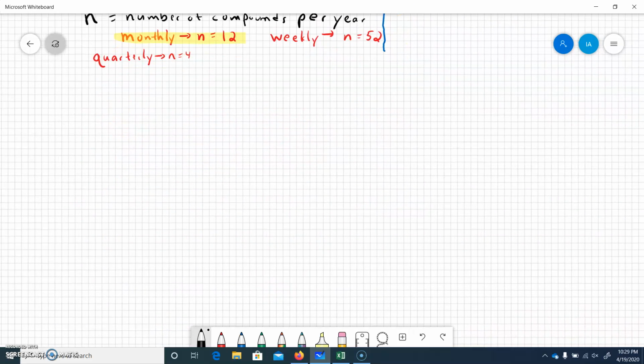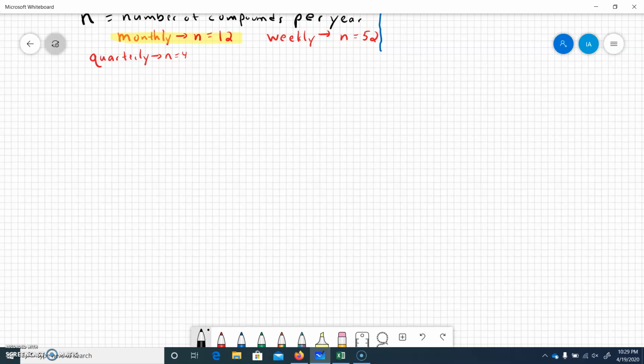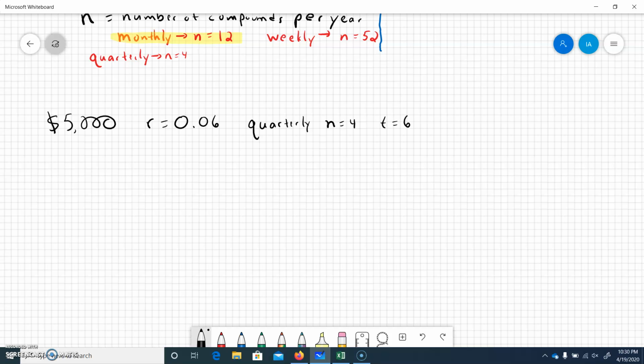So let's just make our own little example here, and let's just say, if we're going to calculate them by hand, because I want you to be able to put these in the calculator. If you have trouble with the calculator, let me know. But let's say we had $5,000. And we have an interest rate of 6%, which would be 0.06. And we're going to compound quarterly, which would be N equals 4. And we want to know how much money we will have after 6 years.